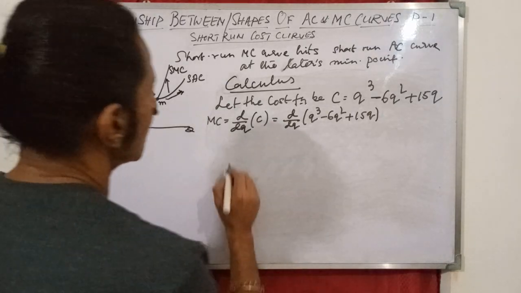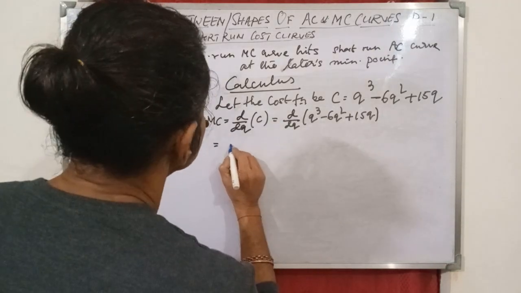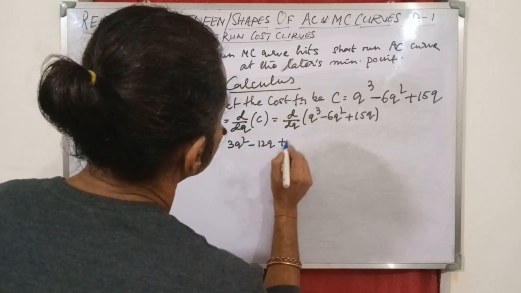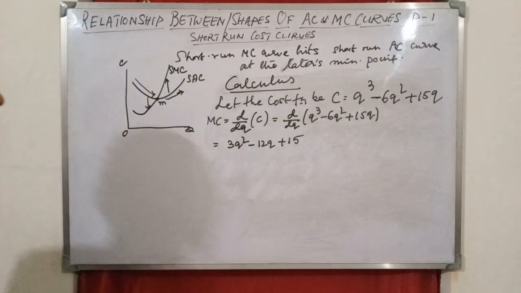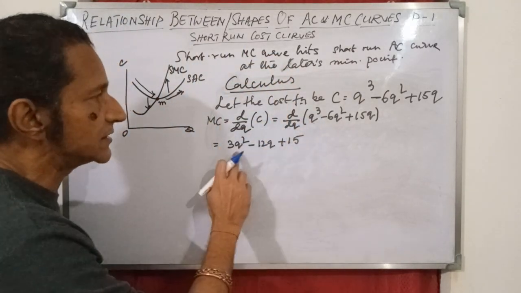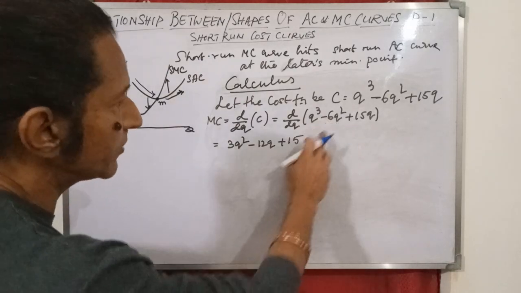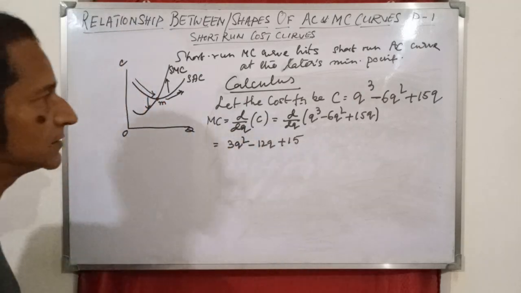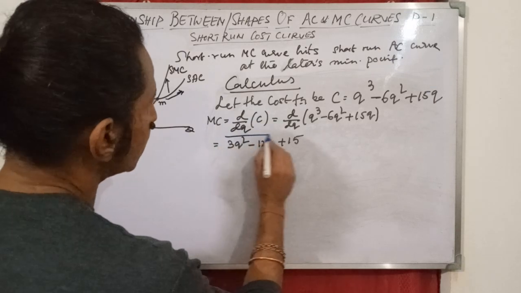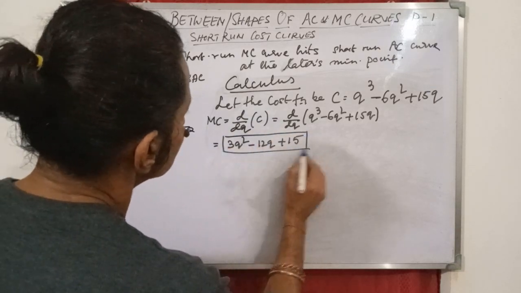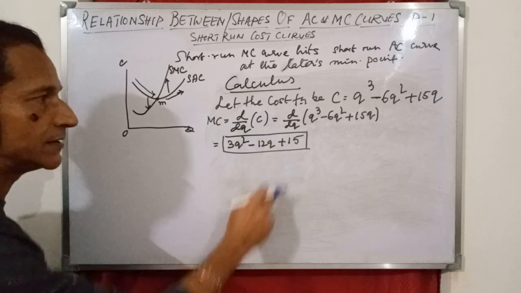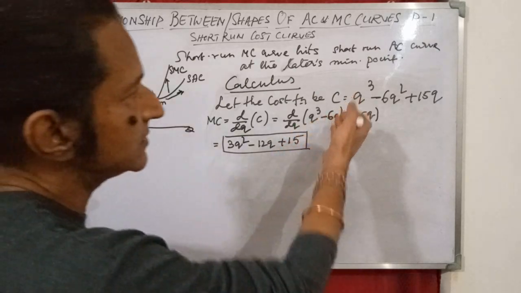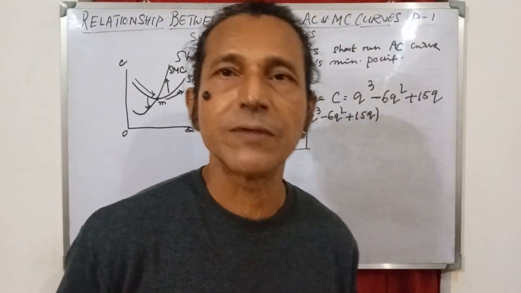Okay, equals 3Q square minus 12Q plus 15. When you differentiate Q cube, we get 3Q square. As you differentiate 6Q square, we get 12Q. And as we differentiate 15Q, we get 15. So marginal cost is 3Q square minus 12Q plus 15. This is the marginal cost according to the given cost function C equals Q to the power 3 minus 6Q square plus 15Q.